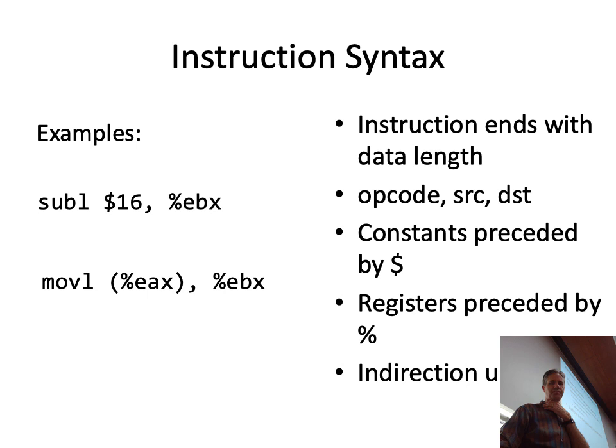Okay, so one thing to know is that the instruction ends with the data length. So you can see this says subL. This means that it's operating on long data, which is 32 bits. It could be a Q, I believe, which would mean it's 64 bits. It could be W, which would mean word, or 16 bits, or B, which would be byte, or 8 bits. The other thing to know is that the general format is source followed by destination. So here the source is 16, the destination is EBX. What this means is we're going to take the value of EBX, subtract 16, and store it back in EBX.